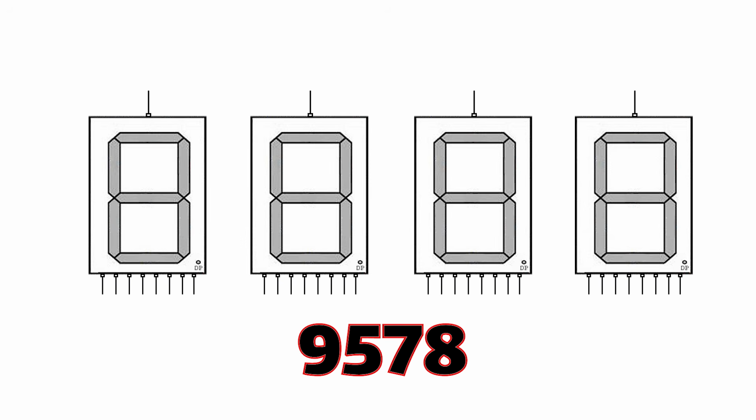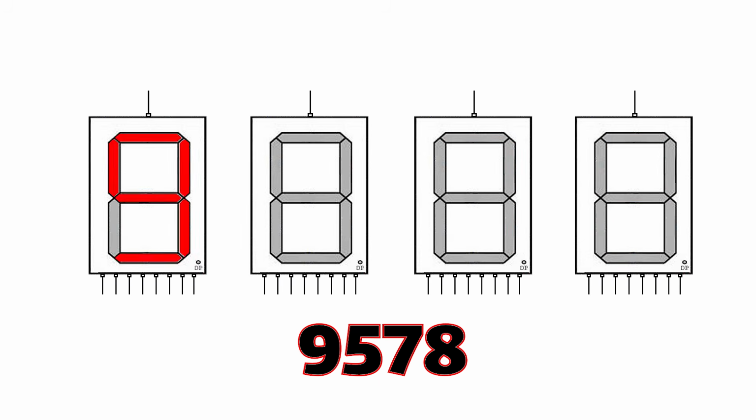First, we need to display the digit number 9 on display number 4, then turn off display number 4. After that, we display the digit 5 on display number 3, then turn it off. Then we display the digit number 7 on display number 2 and turn it off. And finally display digit 8 on display number 1 and turn it off.